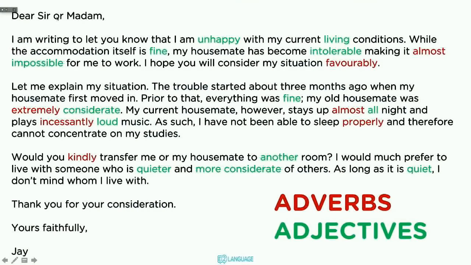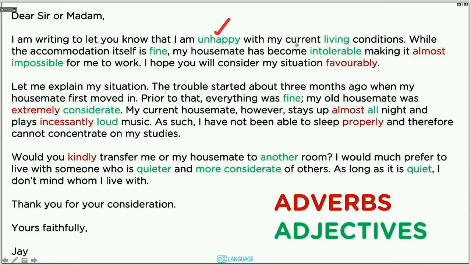Adverbs and adjectives. I want to show you this. Here's a beautiful adjective, unhappy. Living conditions. This is actually an adjective. Intolerable. Great. Fine. Impossible. Considerate. Fine. Loud. Another. Quieter. More considerate. Quiet. Excellent. And what about these adverbs here?